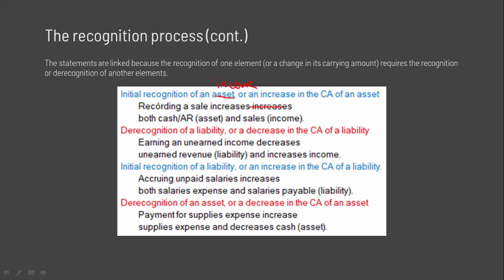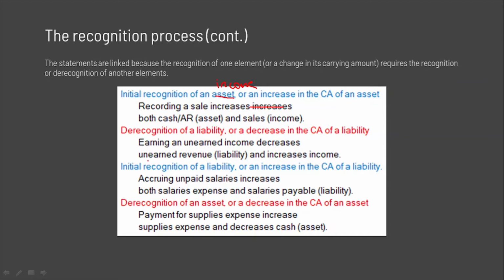So when you record the sale, you debit cash, or if it's on credit, you debit accounts receivable, and the corresponding credit would be your sales or your revenue. So that is an example of an increase in income. Initial recognition of an income which results in an increase in the carrying amount of an asset. So next is the recognition of a liability or a decrease in the carrying amount of a liability.